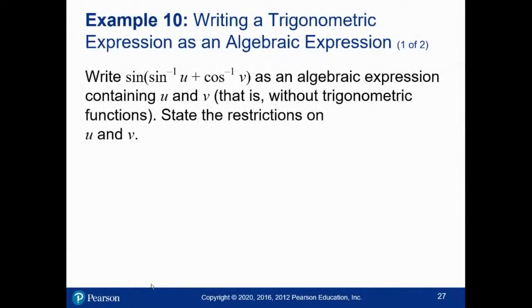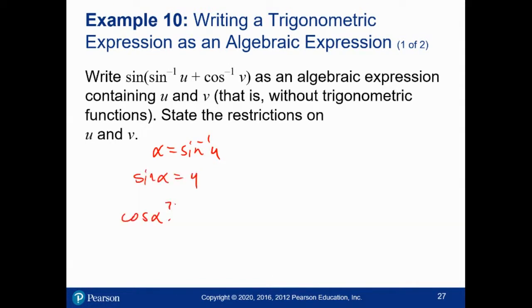So can you do the similar kind of computation but without a particular number in there? Write the sine of arc sine of u plus arc cos of v as an algebraic expression involving just u and v but no trig functions left. So we want to do more or less the same thing. Specifically, let's say alpha is arc sine of u, therefore the sine of alpha is u.